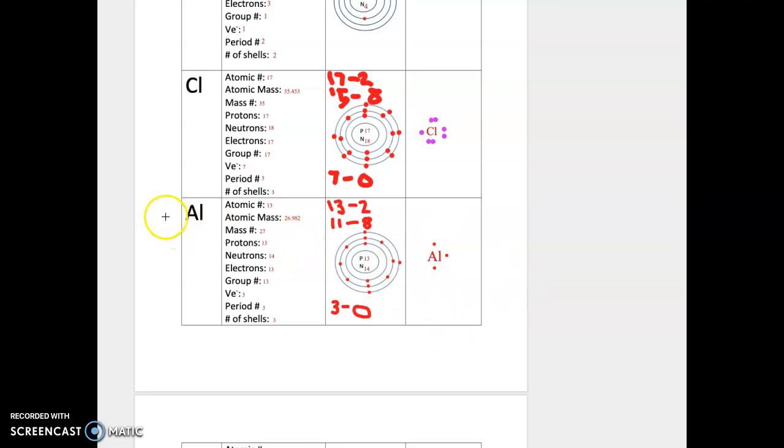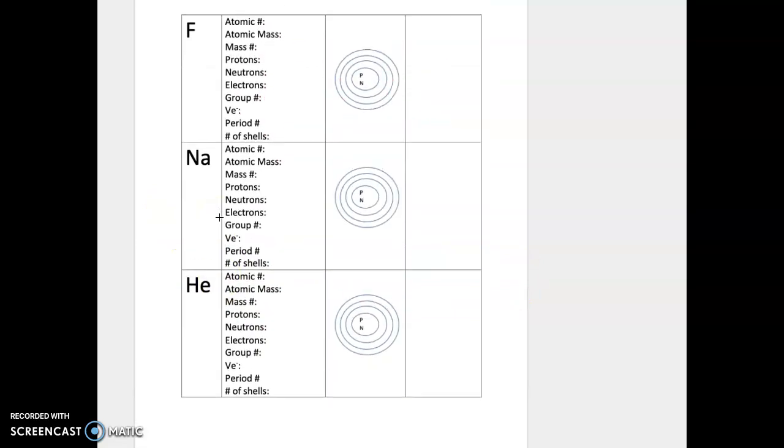So now I want you to pause the video, and I want you to go and complete the second page and then come back and check your work. This is for the second page.